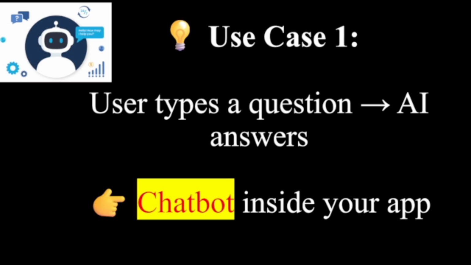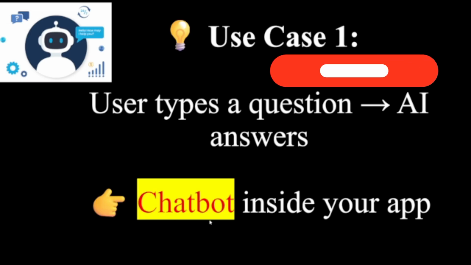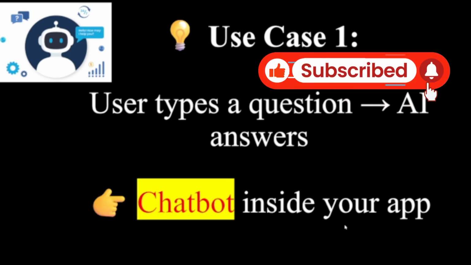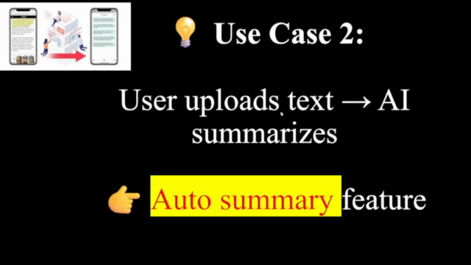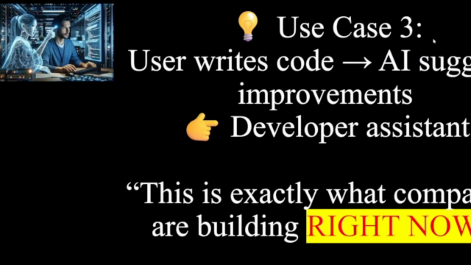Here you see some use cases of AI. User types a question, AI answers, so a chatbot inside your application. This is just a preliminary thing. The second use case, user uploads a text and AI summarizes, so AI provides an auto summary feature. Use case number 3, user writes code and AI suggests improvements, developer assistance. This is exactly what companies are building right now.